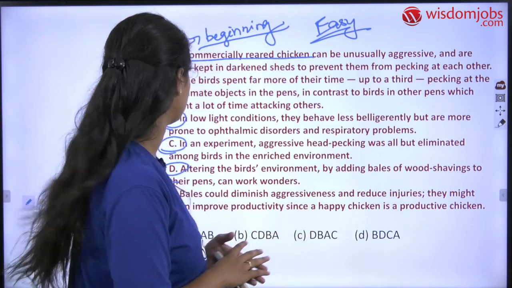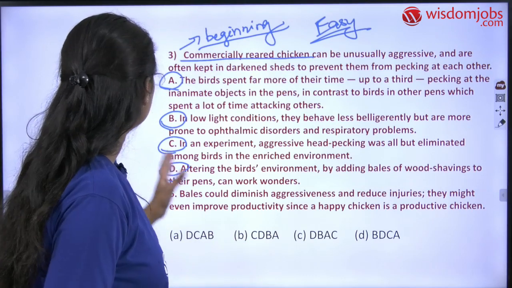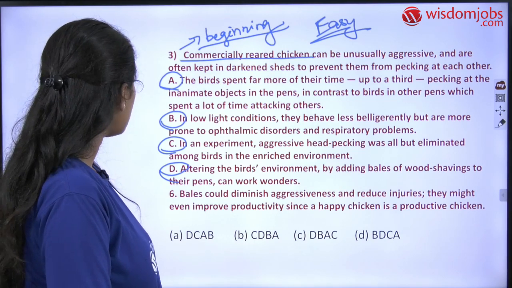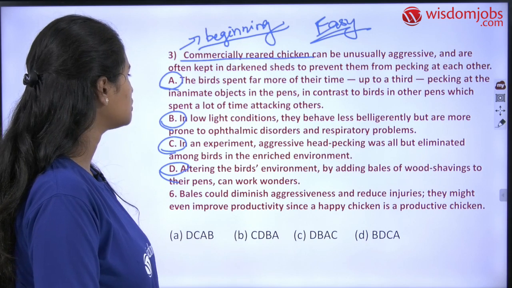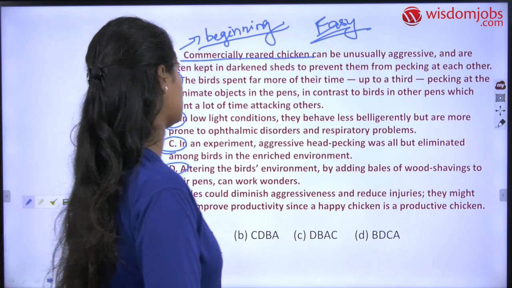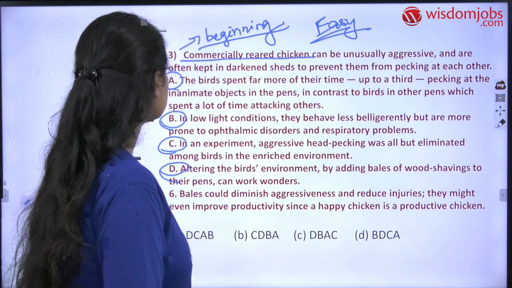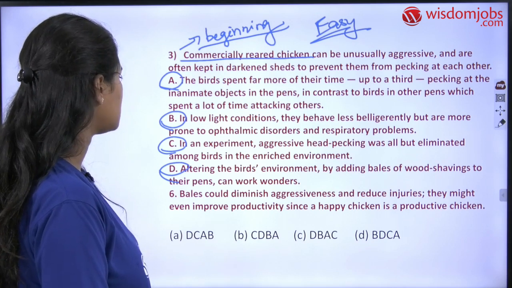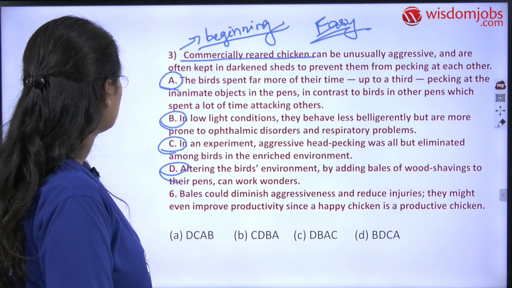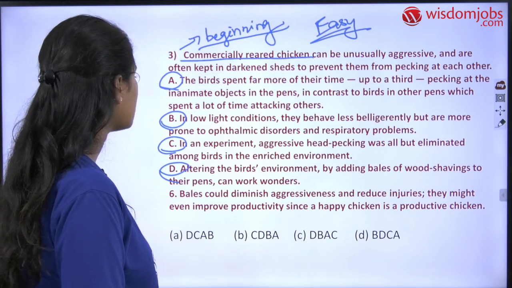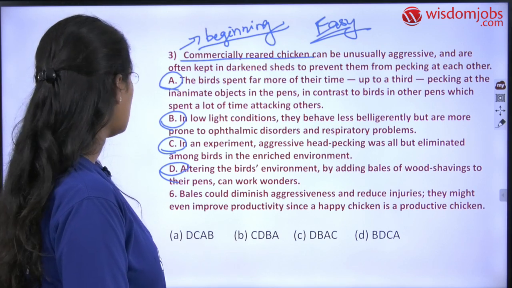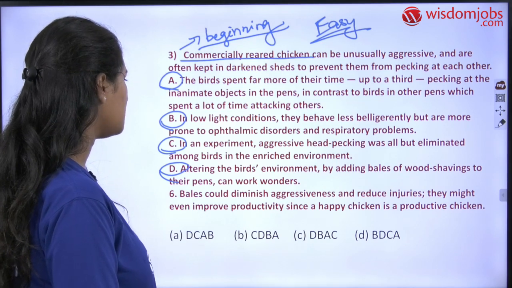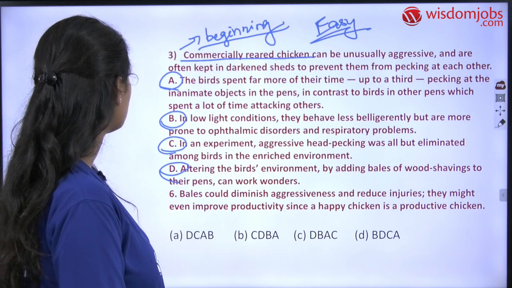Now let us find out what the linking words are. The birds spent far more of their time, up to a third, pecking at the inanimate objects in the pens, in contrast to birds in other pens which spent a lot of time attacking others. In low light pens, they behave less belligerently but are more prone to ophthalmic disorders and respiratory problems. Then, in an experiment, aggressive head pecking was all but eliminated among birds in the enriched environment. Altering the bird's environment by adding bales of wood shavings to their pens can work wonders.